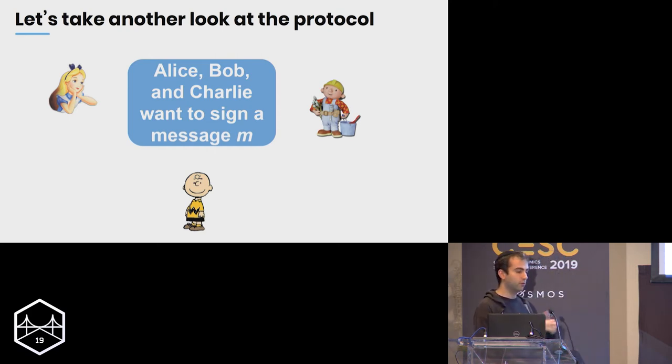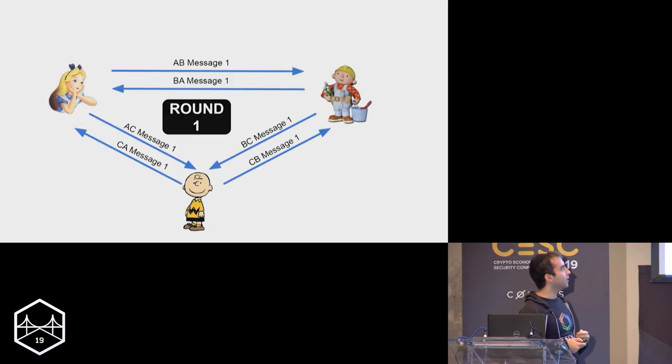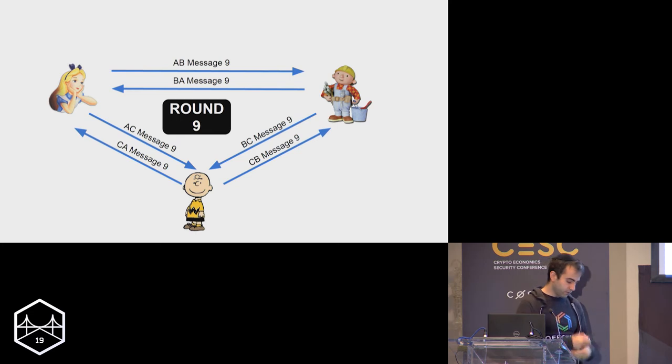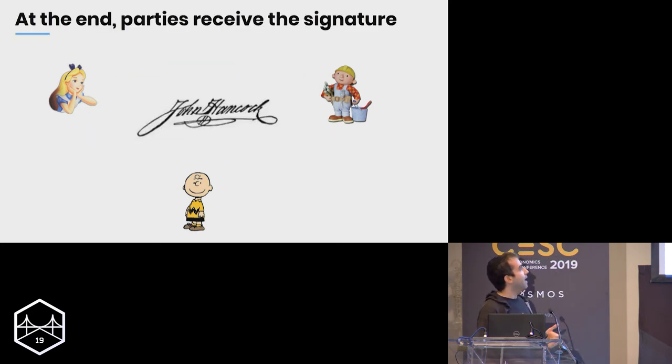These protocols are interactive. All the protocols, mine and Rosario's, Lindell's, Abhi Shalat's, are interactive protocols that proceed in many rounds. The way they basically go is, in round one, everybody sends messages to each other, and then everyone waits for those messages, and then they proceed to round two, and you continue this on for many rounds. I believe our protocol has 9 rounds. So you keep on doing this, and at the end, after everyone keeps sending messages, poof, you have a signature.